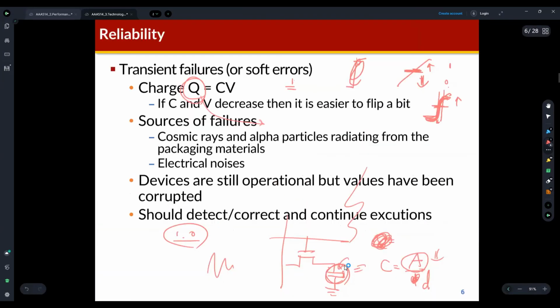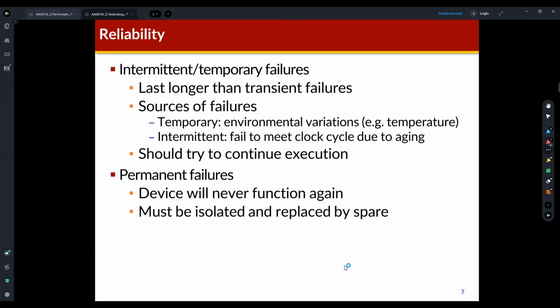Okay. As I mentioned, we will also learn about the reliability issue later. And then, as I mentioned, these transient failures are influenced by some particles or cosmic rays from space. So the data can be changed, but just the data is changed. The circuit is not broken. Okay. So this is why it is called a soft error. But the circuit can be broken.